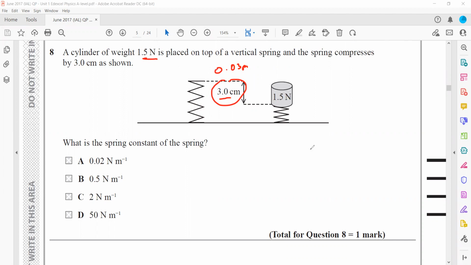Spring constant: F equals Kx, or K equals F divided by x. The force applied is 1.5, and the compression is 0.03. So 1.5 divided by 0.03 will give us 50 Newton per meter. D will be the right answer.